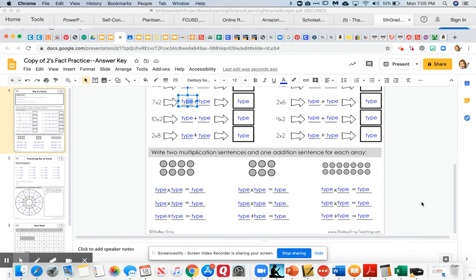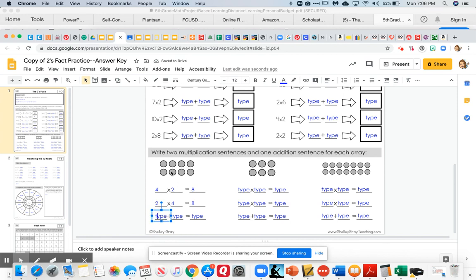Down here, we're looking at these arrays, and you need to write 2 multiplication sentences and 1 addition sentence for each array. So how could I write this as a multiplication sentence? Well, one way is I've got 2 rows of 4, so I could put 4 times 2, and 4 times 2 is the same as 8. That's one way I could do it. I could also write, I got 2, 4, 6, 8. I've got 2 four times, so I could write 2 times 4, and that would be equal to 8.